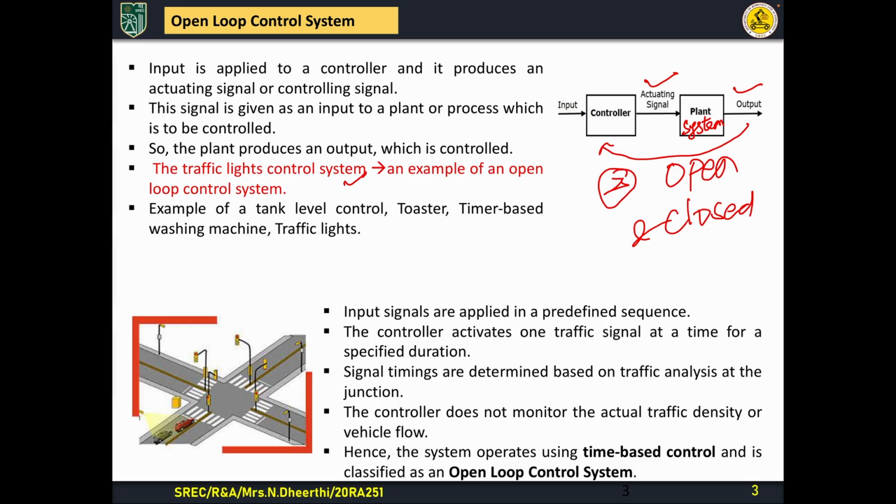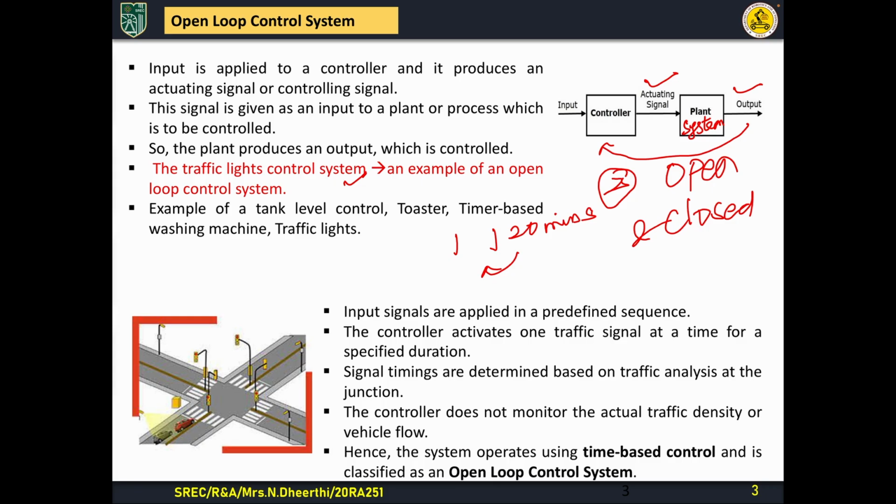In timer based washing machines, you set a time duration, like 20 or 30 minutes for washing, or 10 minutes for rinsing. The time is fixed there. It does not look at the output that is obtained. It will not look at what actual output it got. The system continuously operates, and you get an output.